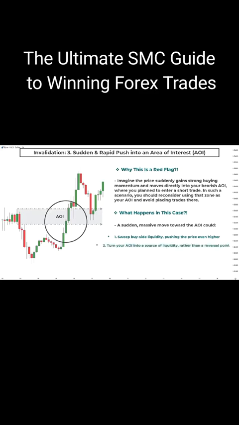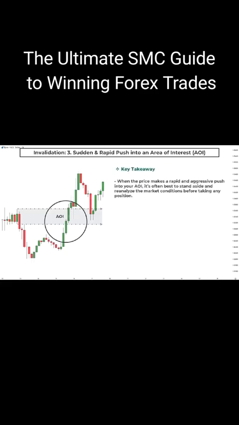Turn your AOI into a source of liquidity, rather than a reversal point. Increase volatility and decrease the reliability of your setup. When the price makes a rapid and aggressive push into your AOI, it's often best to stand aside and reanalyze the market conditions before taking any position.